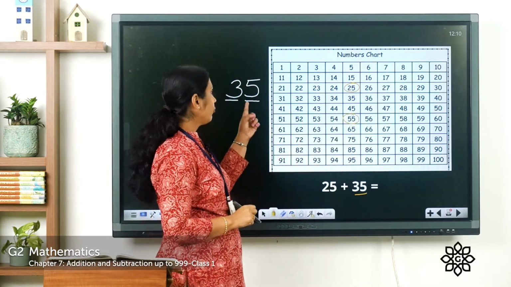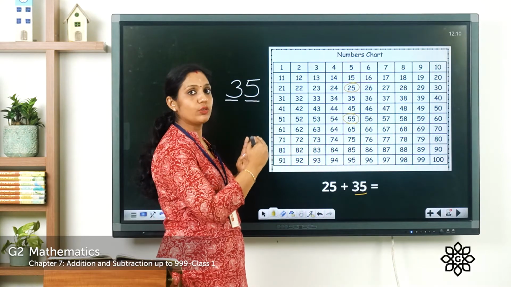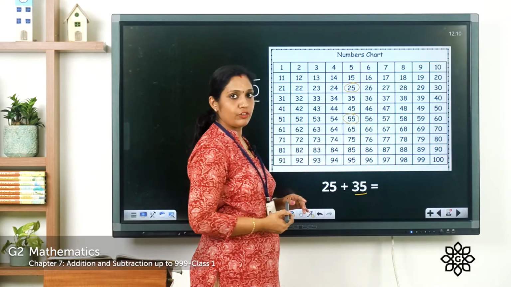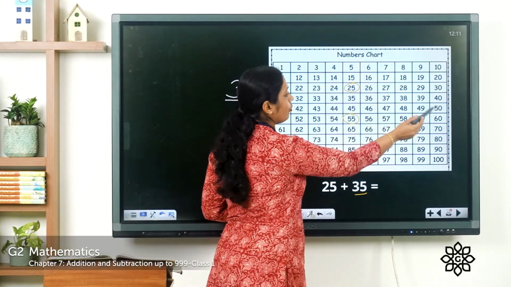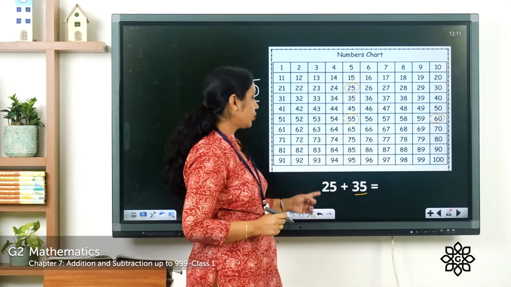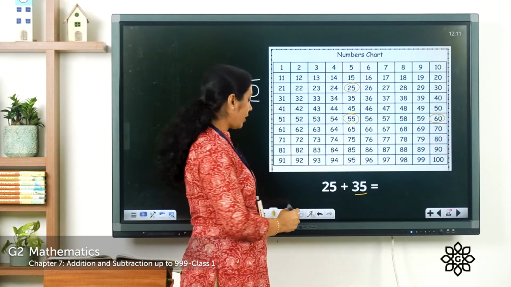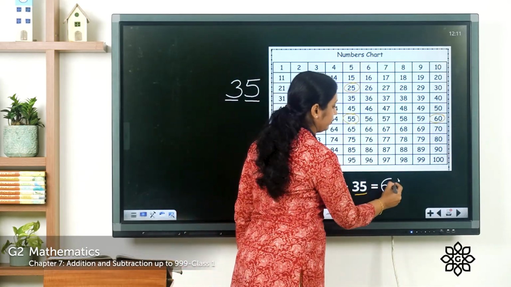Next, what is the step we have to do? We have 5 ones in that. So that 5 ones, that 5 steps we have to move right from 55. So 1, 2, 3, 4, 5, and we reach the number 60. So what is the answer? 25 plus 35, it is 60.